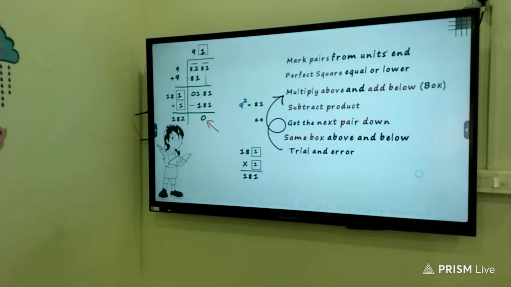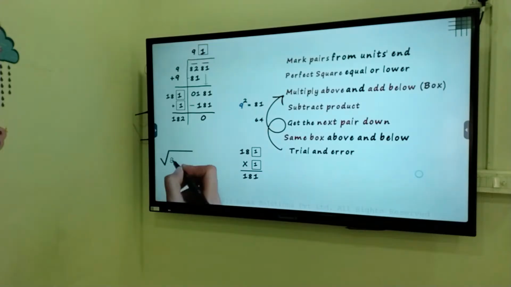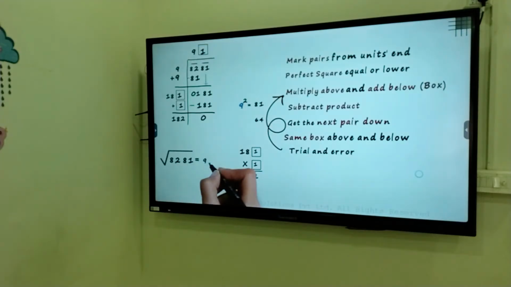The moment we get a 0 here and there are no pairs left, we are done. But wait, where's the square root of 8281? Well, it's the number you got on top. It's 91. The square root of 8281 is 91. Trust me, it's not difficult. It's just a little lengthy.